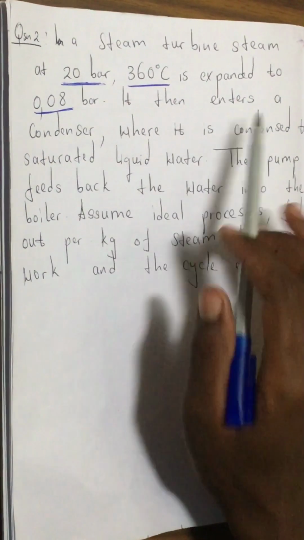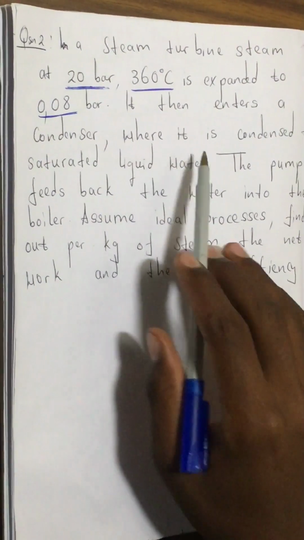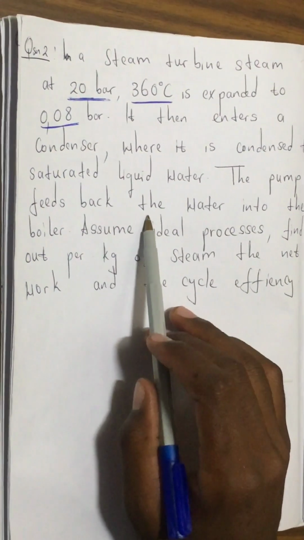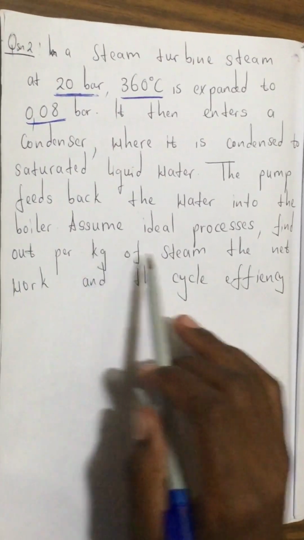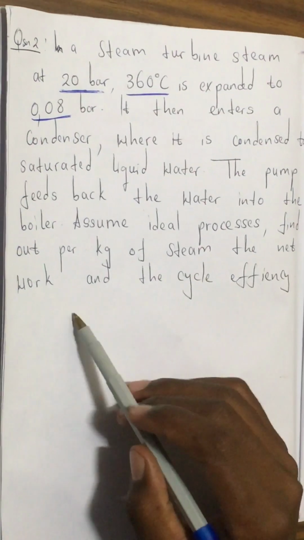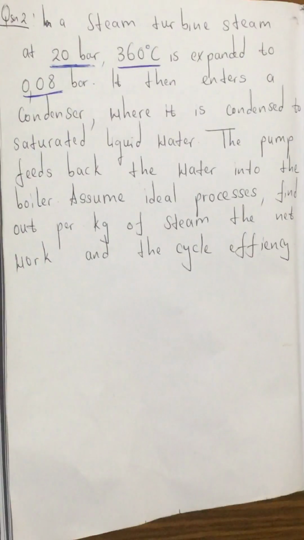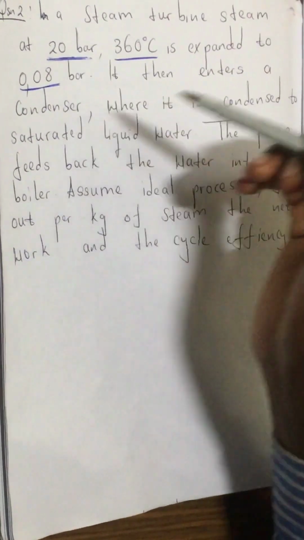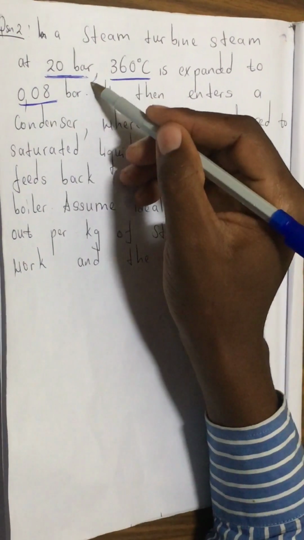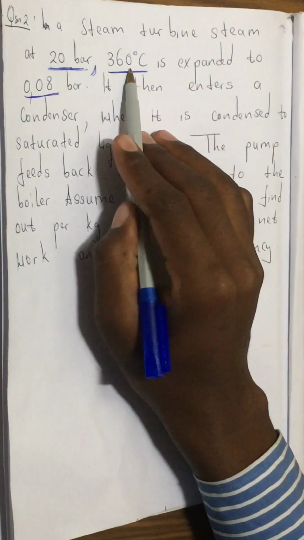0.08 bar. It then enters a condenser where it is condensed to saturated liquid water. The pump feeds the water back into the boiler. Assume ideal processes, find per kg of steam the net work and the cycle efficiency. So here we have to mark out our pressure one, which is our steam pressure, and it is at a temperature of 360 degrees.